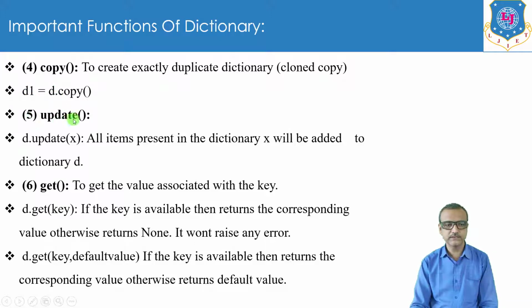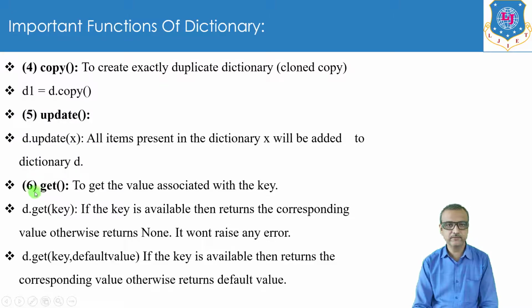Now the fifth function is the update function. What will this function do? d dot update of x. All items present in the dictionary x will be added to dictionary d.